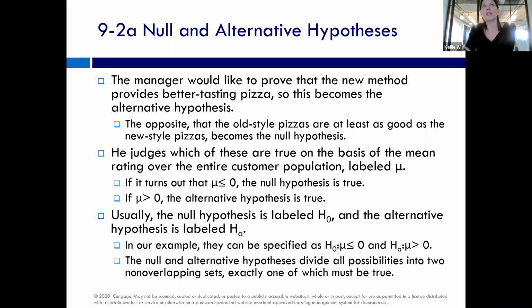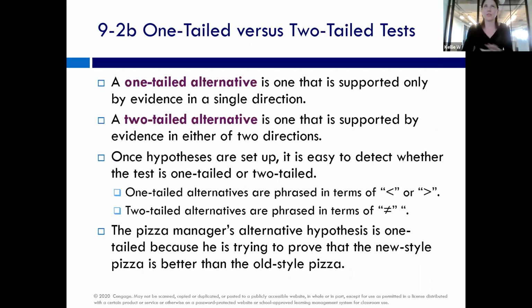There's some nomenclature here. The null hypothesis is labeled H sub 0, the alternative H sub A. You might see these other different ways of writing it, but basically we have two possibilities. They are non-overlapping sets. They are independent. Either the null hypothesis is true or the alternative hypothesis is true, but there's no way both of them are true or both of them are false. So it's an important distinction to make.